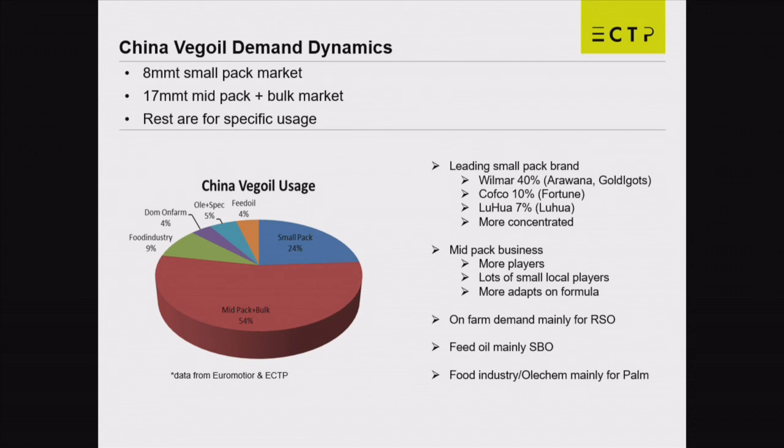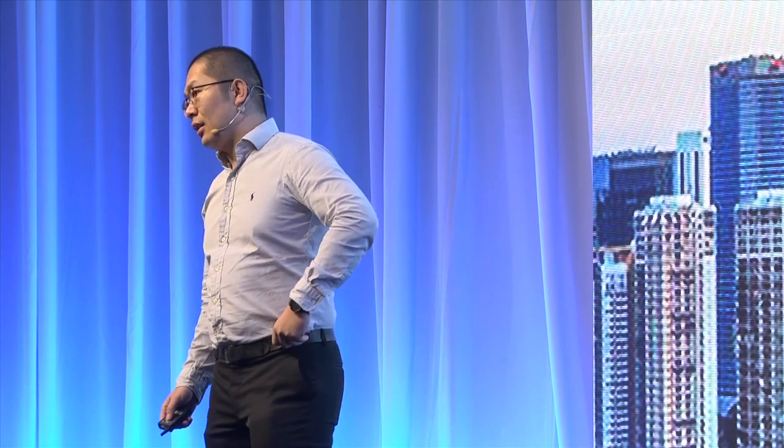And also you have some small sectors of demand, like demand on farm. This is mainly rapeseed oil. So basically the farmers are crushing their seeds in exchange for oil, and they consume it at home. And also feed oil, which is mainly soybean oil. And then you have the food industry and the oleochemicals, plus specialty fats. Most of these are for palm.